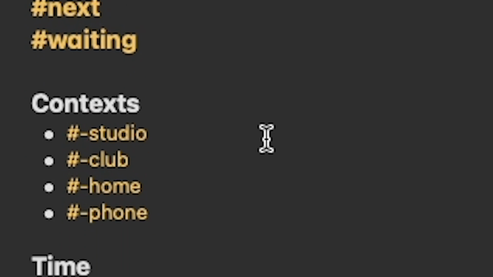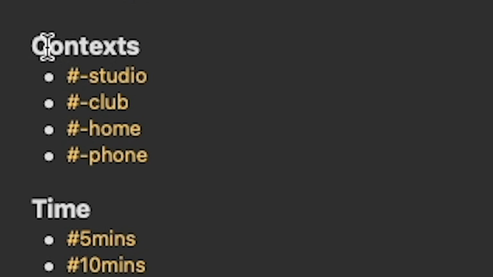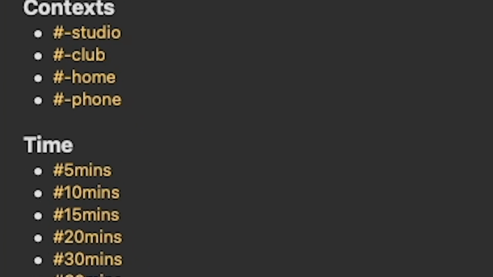Create a heading named Contexts and add any contexts that apply to you. For Dylan, these are studio, club, home, and phone. Notice how I added a dash in front of each string. This will make it a lot easier to retrieve them when actively clarifying, so I highly recommend you do the same. Optionally, you can create headings for time and energy estimates.